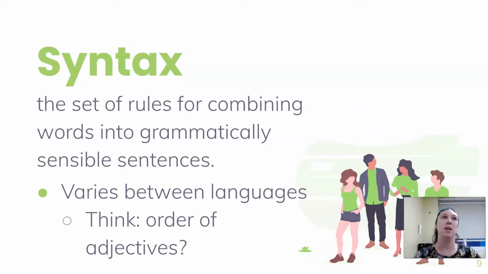I'd put the article first, I'd put the adjective second, and I would then put the noun third. However, in a language like Spanish, you would say el coche rojo. You have, yes, your article first, but then you have coche, which means car, which is the noun. And then after the noun, you have the modifier, which is the word rojo or red. So syntax can vary from language to language. It's just those little rules for how we order things.